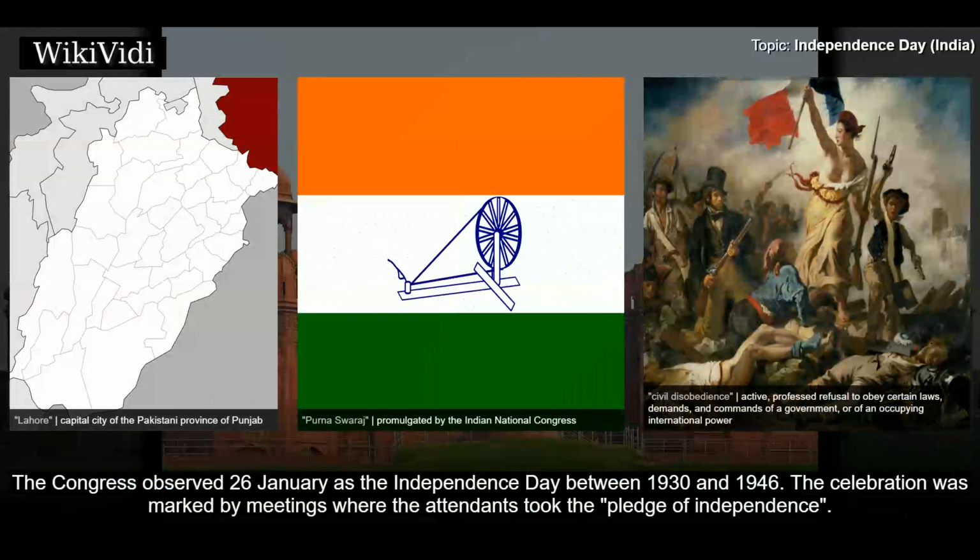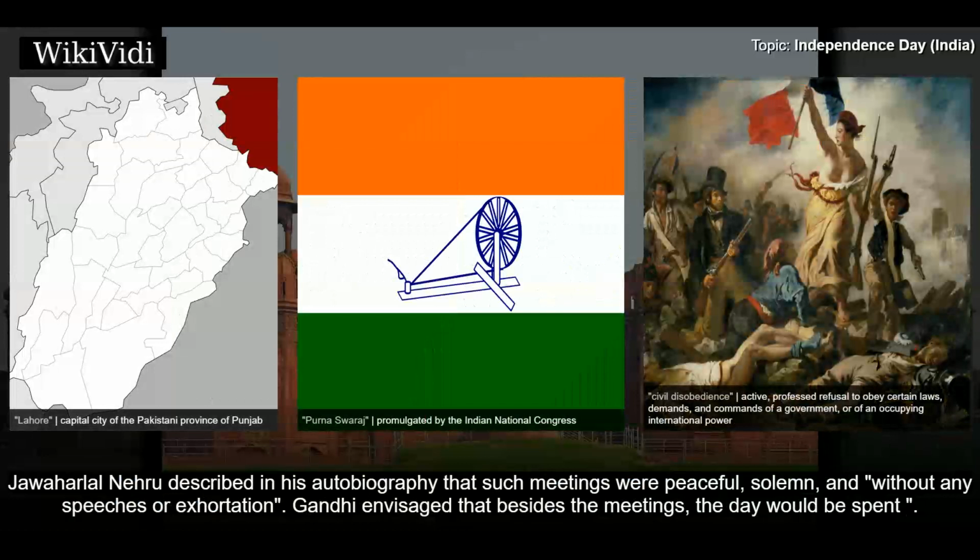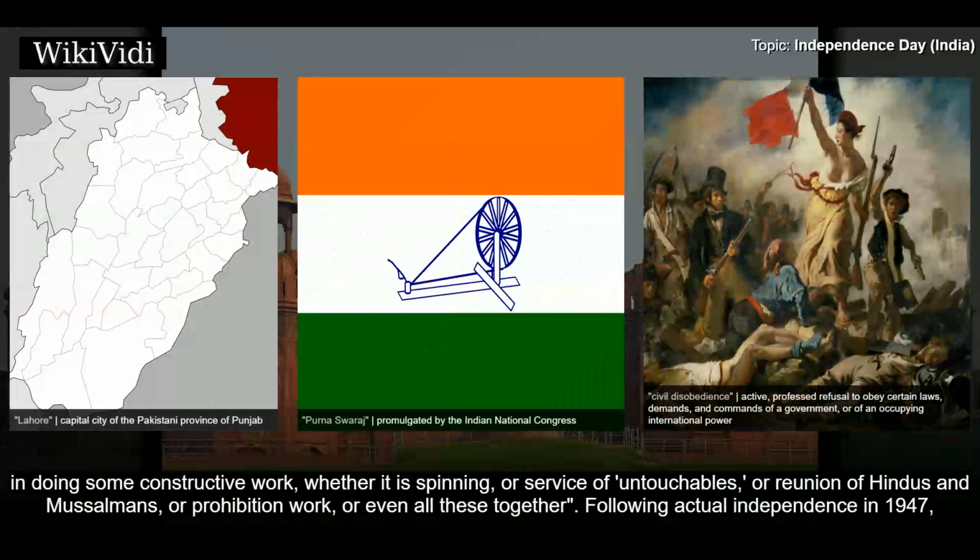The Congress observed the 26th of January as the Independence Day between 1930 and 1946. The celebration was marked by meetings where the attendants took the Pledge of Independence. Jawaharlal Nehru described in his autobiography that such meetings were peaceful, solemn, and without any speeches or exhortation. Gandhi envisaged that besides the meetings, the day would be spent in doing some constructive work, whether it is spinning, or service of untouchables, or reunion of Hindus and Mussalmans, or prohibition work, or even all these together.